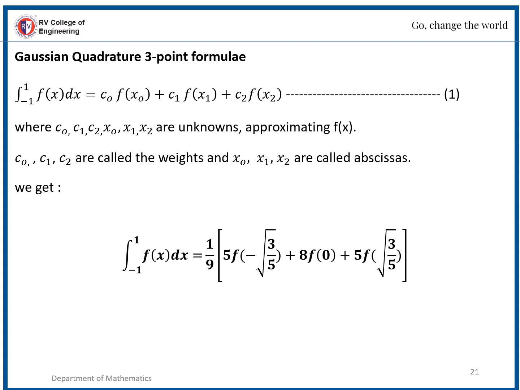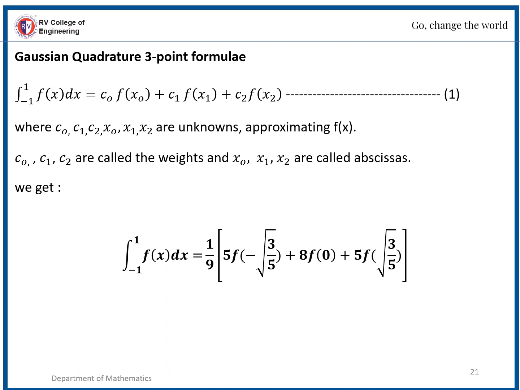And once we calculate them, we get the formula: integral from -1 to 1 f of x dx is equal to 1 by 9 times of 5 times f of minus square root of 3 by 5 plus 8 times f of 0 plus 5 times f of root 3 by 5. So you can see there c0 is 5 by 9, c1 is 8 by 9 and c2 is 5 by 9. And x0 is minus square root of 3 by 5, x1 is 0 and x2 is square root of 3 by 5. So using this formula, we can find the value of the integral.